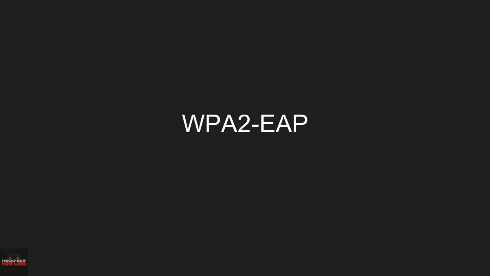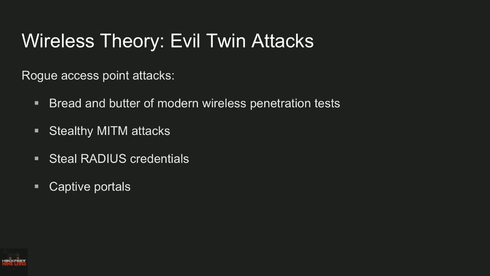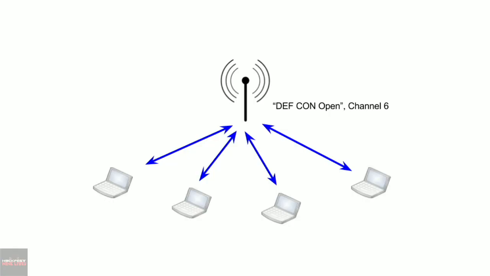So before we do any of this stuff, we need to talk about WPA2 EAP. Now, the cool thing about WPA2 EAP is that it's very vulnerable to rogue AP attacks. So in order to really talk about EAP, we need to talk about rogue APs. And rogue APs, they're pretty much the bread and butter of modern wireless pen tests. You can use them for stealthy man-in-the-middle attacks, stealing RADIUS credentials, all kinds of really cool stuff.